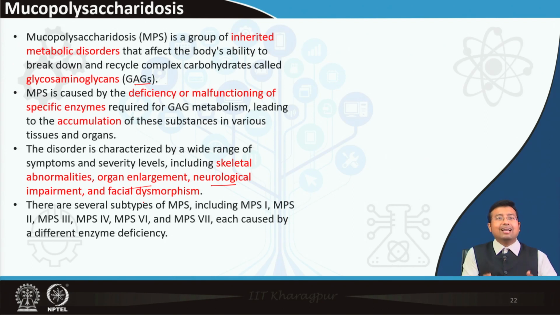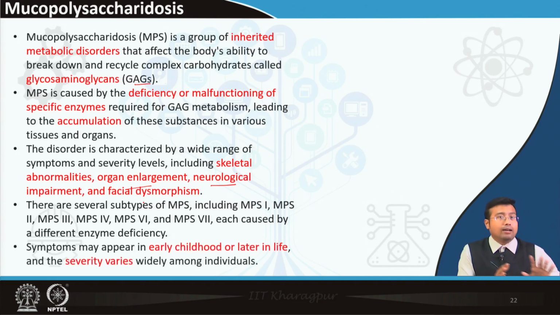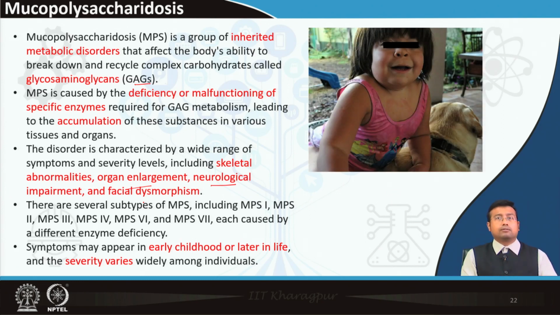Depending on the enzyme variety, they are classified as mucopolysaccharidosis type 1, type 2, type 3 and type 7, like that. Okay, we will be studying it in the next chart. So, symptoms might appear in very early childhood. However, the severity varies from individual to individual, case to case. Okay. So, this is one specific appearance of a mucopolysaccharidosis case.